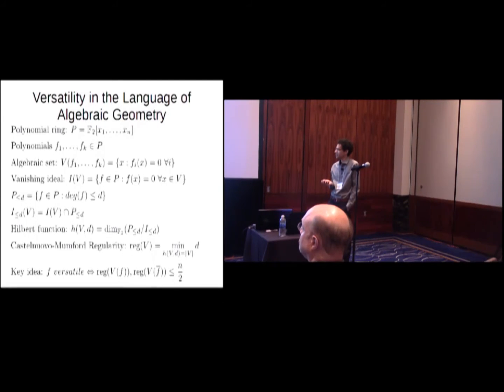We then define two very standard quantities in algebraic geometry. First, the Hilbert function, which records the F2 dimension of the following quotient spaces: P less than or equal to D by I less than or equal to D. So the Hilbert function of D records the collection of all these dimensions. The Castelnuovo-Mumford regularity is then simply the smallest value of D such that the Hilbert function has value precisely the size of V. And again, restating the key idea, a function is versatile precisely when the regularity of both the 0 set and the 1 set are at most n over 2.